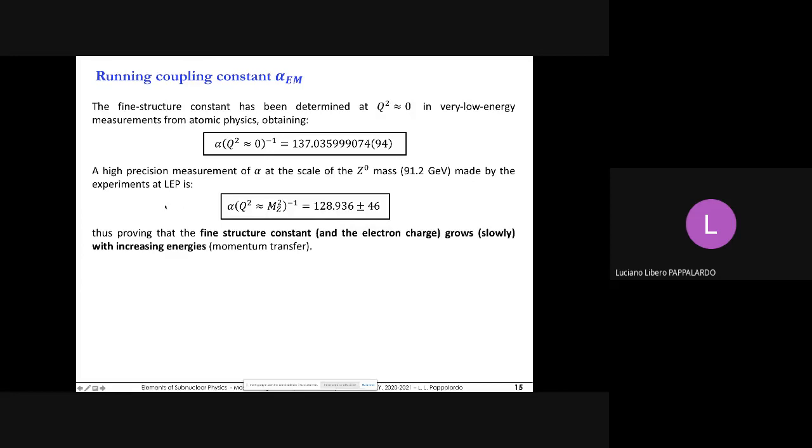And this proves experimentally, and this is, of course, extremely significant if you consider that the uncertainty is very small, that indeed the fine structure constant, and so the electron charge, grows slowly, so logarithmically, with increasing energies, or if you like, with momentum transfer.